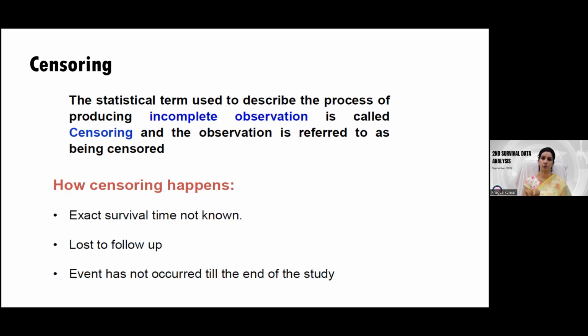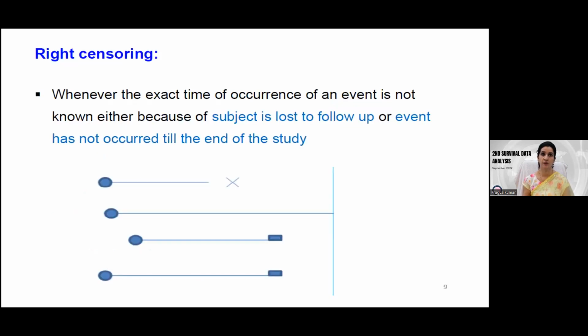Now there are some reasons or causes of these incomplete observations. There can be a case that the exact survival time is not known. The second case could be the loss to follow-up. And the third case will be that the event has not occurred till the end of the study, and the study ended before. So now coming to the types of censoring.